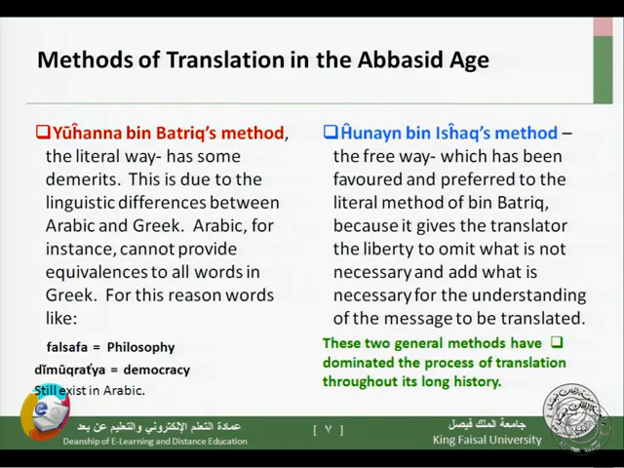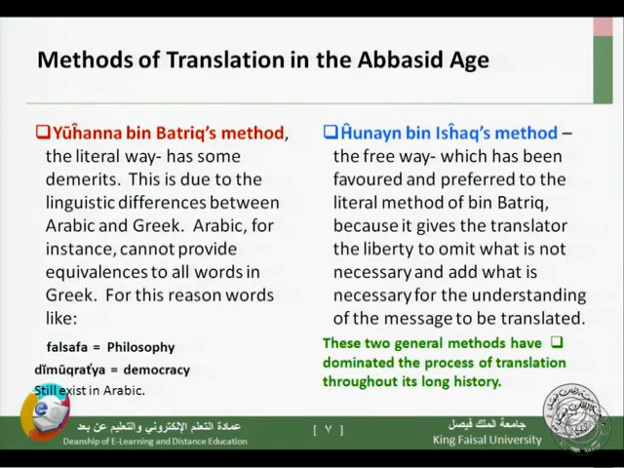So they had to follow a literal way of translating, like philosophy. They couldn't find a word in Arabic which was equivalent to philosophy. That's why it was kept. So they borrowed it from Greek. Again, democracy. They borrowed it from Greek. So they still exist in Arabic. This is the method of Yohanna bin Batriq and those who followed him.